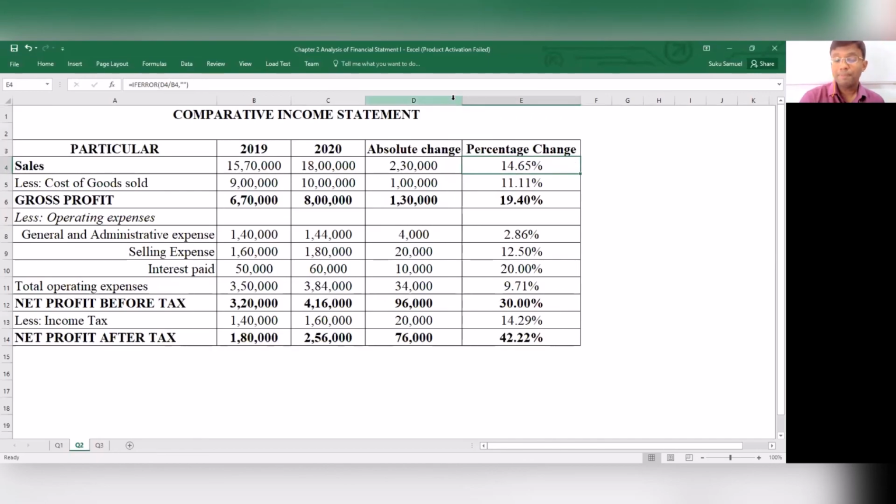So we have prepared the comparative statement. We have also commented on the financial position, and with that we have managed to wrap up this question.